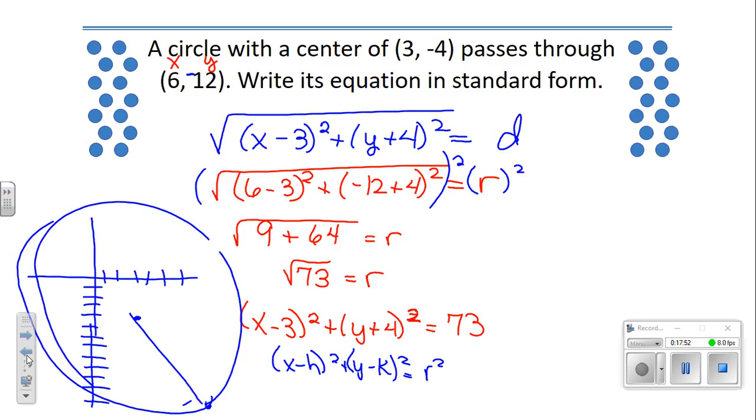So you would have to use Pythagorean. You have to sketch it if you're not going to use the distance formula. But see how much easier the distance formula is? Make sense? All right. Next piece.